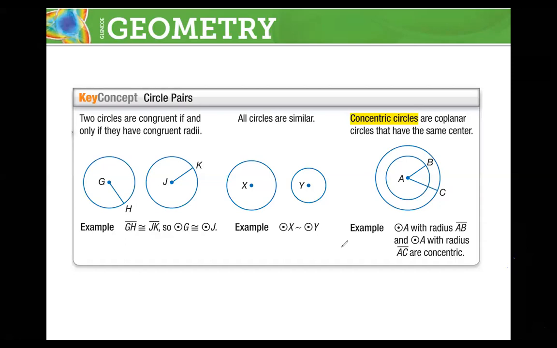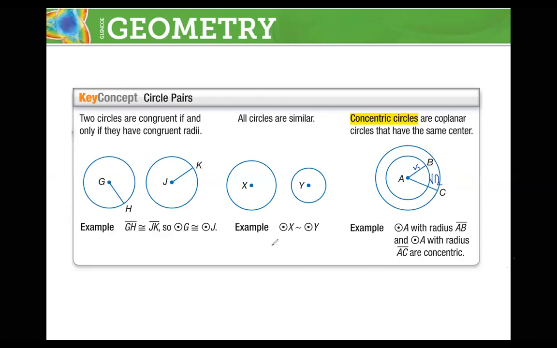Pay attention with me. We have the concentric circles. This is the last definition we talked about yesterday. Concentric circles are coplanar circles that have the same center. As we said, the center of the small circle is A, and the center of the big circle is also A. So the radius of the first circle is AB. This is radius 1, and this is radius 2. So these are 2 concentric circles.